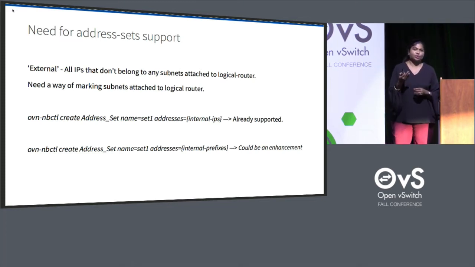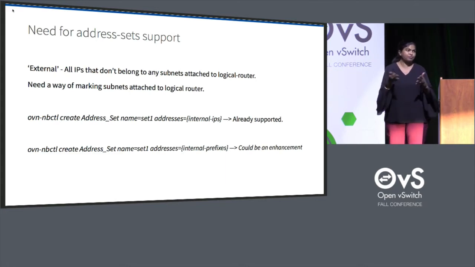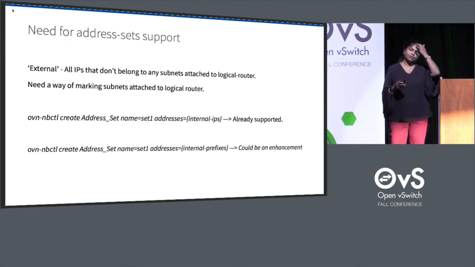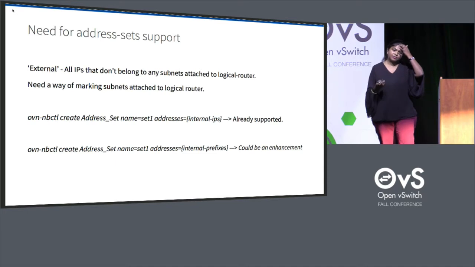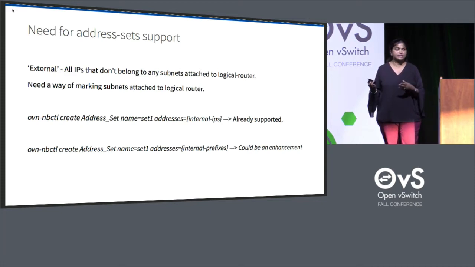So OVN already supports a construct called address sets, and address sets is a way of pooling multiple internal IPs into one set. The address set construct today takes only IP addresses. We would like to see it extended to include prefixes, or an address set like construct that could include a set of prefixes.